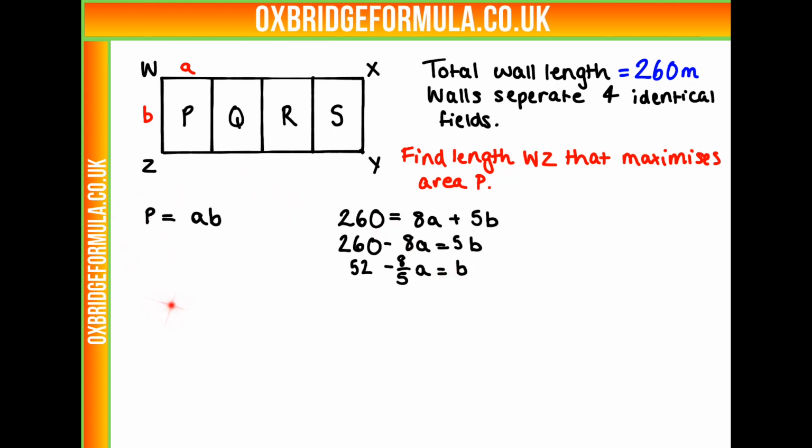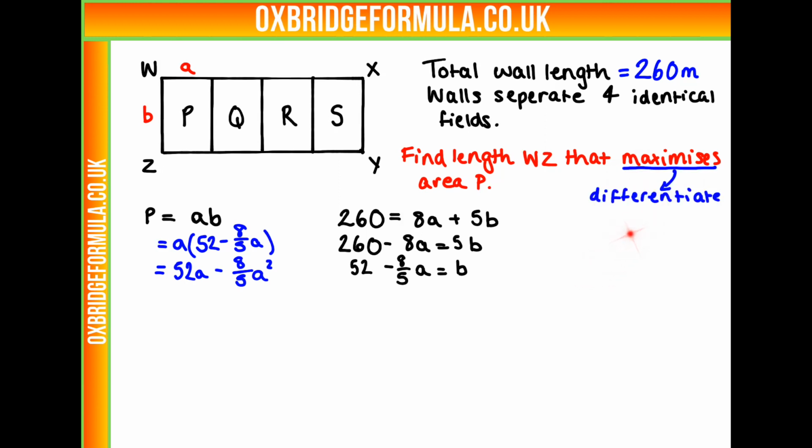Let's put it back into our P equation. So we're going to get the area P is equal to A times 52 minus 8 over 5A, or 52A minus 8 over 5A squared. So we have our area P. But what do we need to find? We need to find the value of A that maximises P. So how do we find something that's going to maximise it? Well, we need to differentiate it and then set that differential equal to 0.